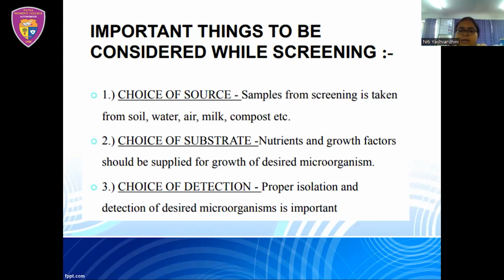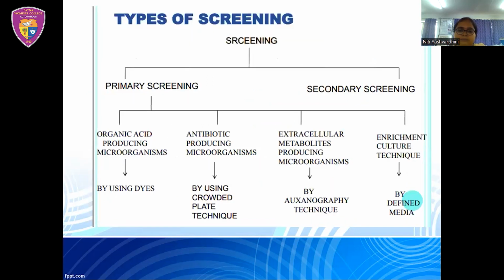Next is the choice of substrate. All microorganisms require nutrients and growth factors for their growth. So what type of nutrients and growth factors should be given to that microorganism should be kept in mind before screening, because we can't afford to opt for a substrate which has a very high cost when the product the microorganism is producing has a very low cost. Next is the choice of detection. That is, what procedure and isolation techniques we are going to use to isolate the microorganism of our interest.